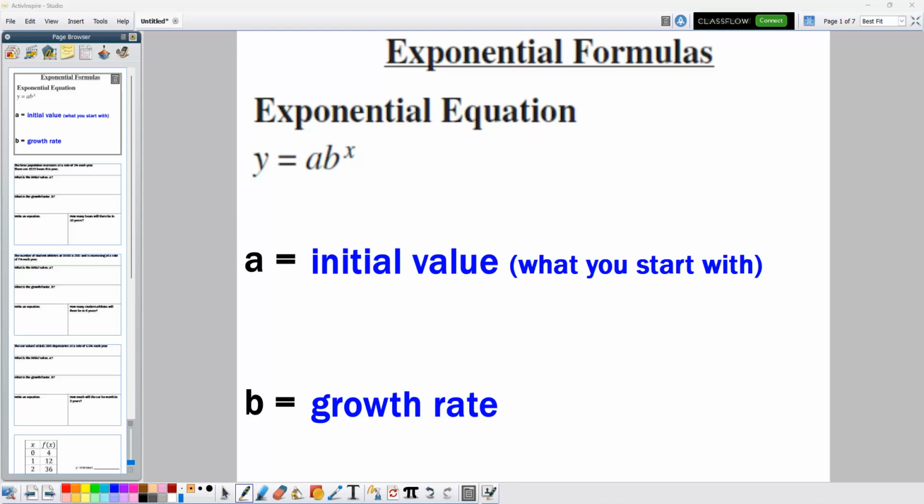We're going to be writing exponential equations in the form of y equals a times b to the x. A is your initial value, whatever we're starting with, and b is your growth rate, or I guess it could be your decay rate, whatever you're multiplying by each time.